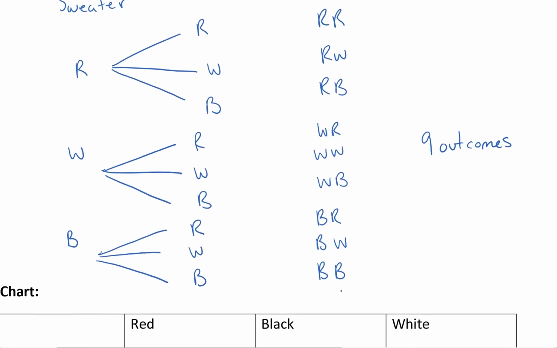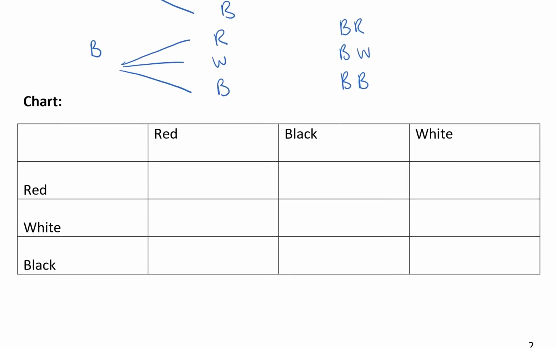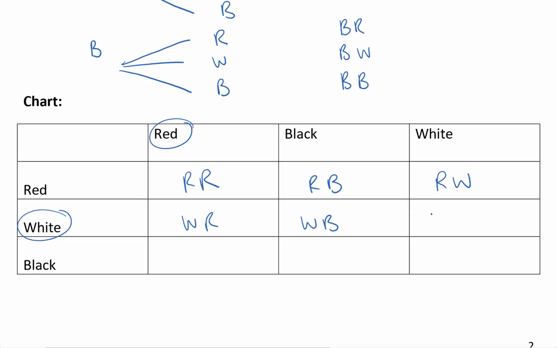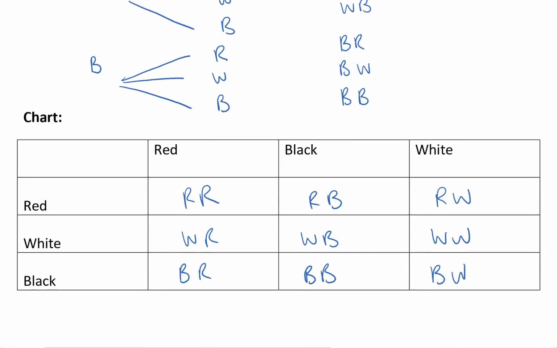So let's try the same question using the chart. Now with the chart, you're just pairing them up. So here I can see red, red, so I would write that. And the next one I'd have red, black, and then the last one I would have red, white. And then you would go ahead and do this again with the next. So white, red, white, black, white, white, and then finally the last one, black, red, black, black, black, white. And you can see these are the same 9 outcomes that we got above.